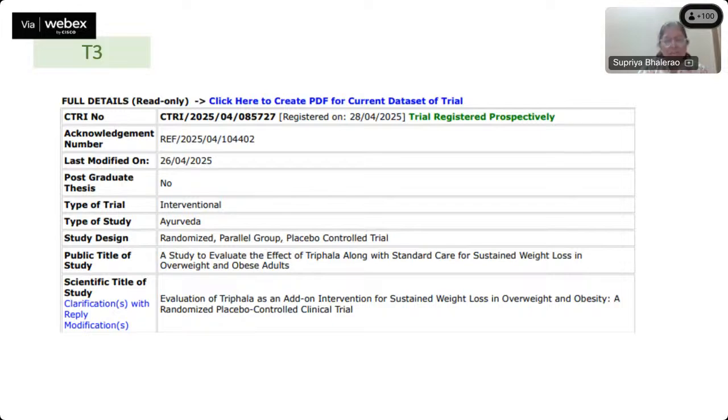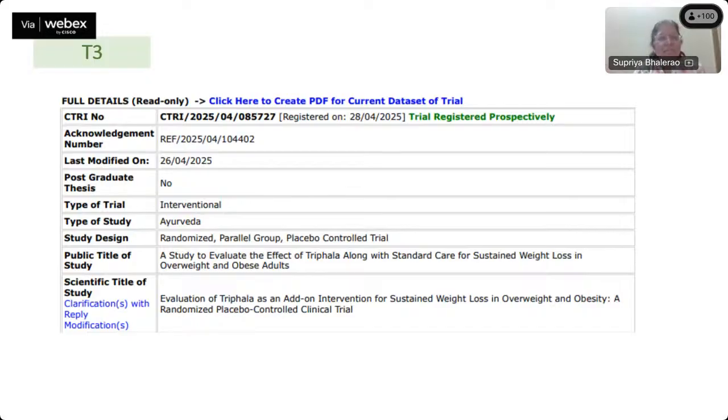So we are now able to do many investigations in this study. We are going to do even the DEXA scan of the individuals, and this is a multicentric study which is going to be done in around 400 individuals. So now we have moved from T0 to T3.